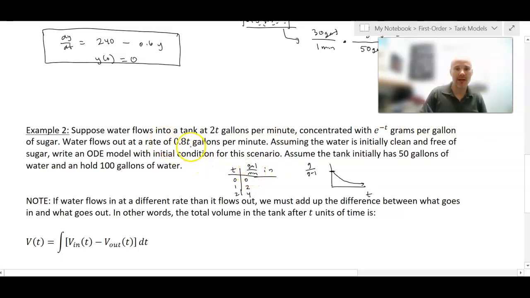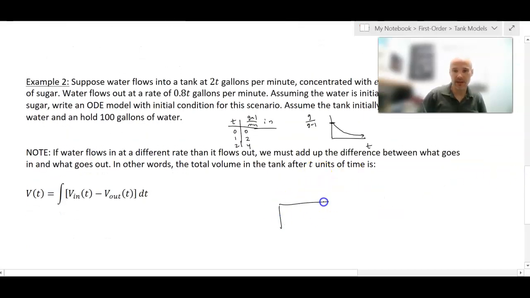Now, water flows out at a rate of 0.8t gallons per minute, assuming the water is initially clean and free of sugar. Write an ODE model with initial condition for this scenario. Okay, again, notice that the water is flowing out at a slower rate, although variable, than it is coming in. So if I build my box model here, I can pretty much label it the same way.